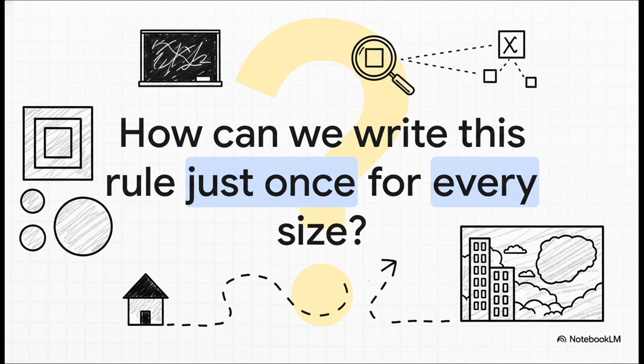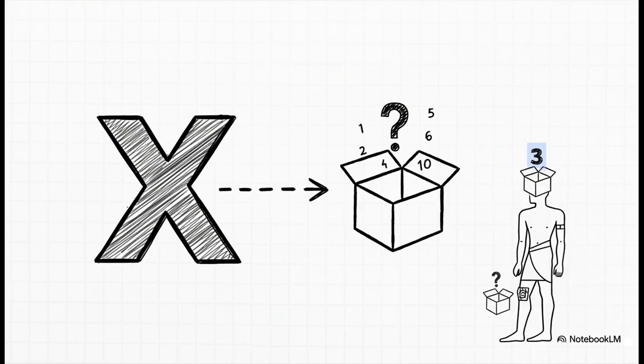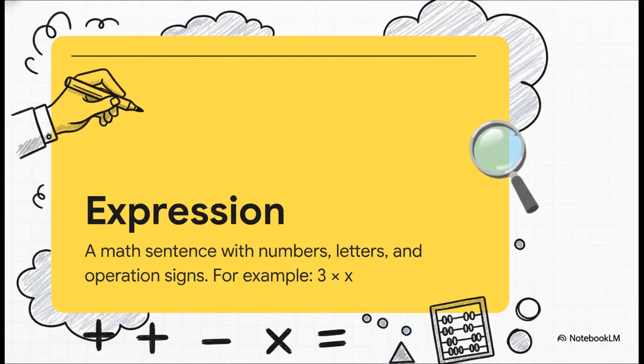What if there was a shortcut, a way to write this rule down just once so that it works for a tiny little drawing, a giant wall painting, and literally everything in between? And this, my friends, is where letters come in to save the day. Think of a letter like X as just an empty box, a placeholder. You can put any number you want into this box. So, if we just say the knee height is X, then the forehead height is simply 3 times X. And boom, just like that, one short sentence works for any size we can think of. And guess what? You just wrote your first piece of algebra.